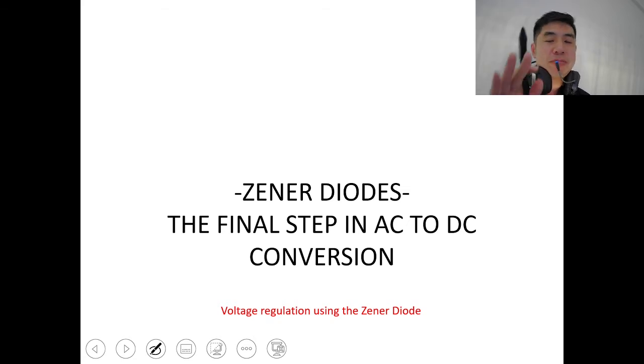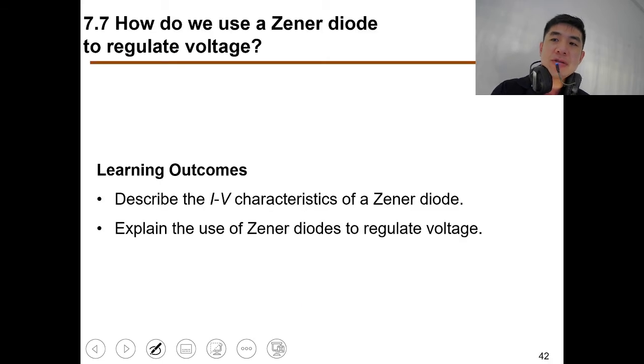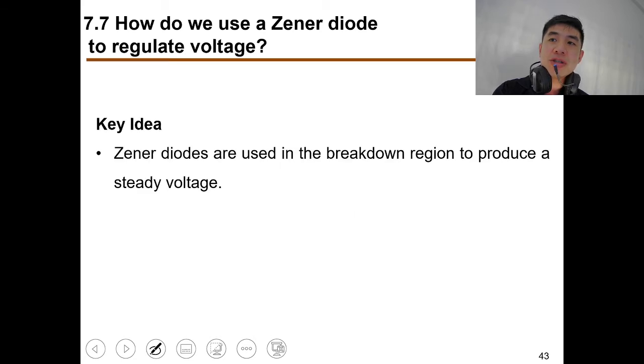Okay, last part. This part is Zener diodes. Make sure you get this right. Zener diodes are the final step in AC to DC conversion. Now I'm going to just run through this with you. The IV characteristics, and I explain the use of Zener diodes to regulate voltage.